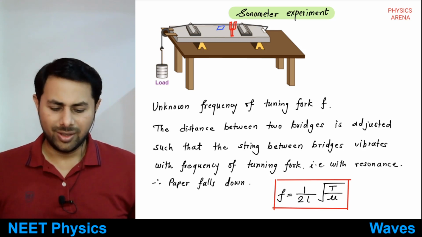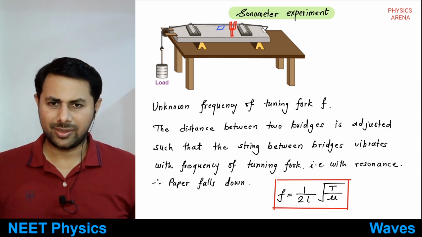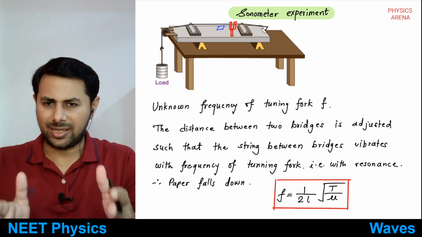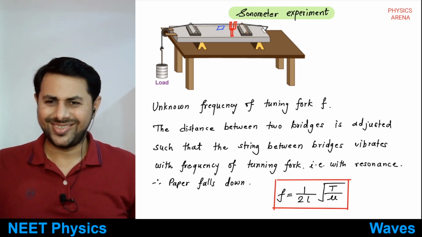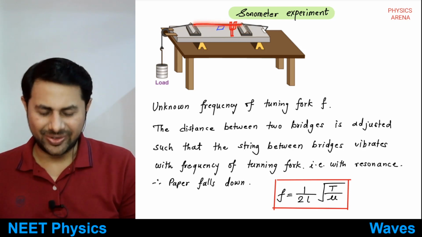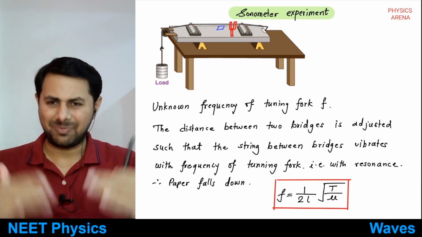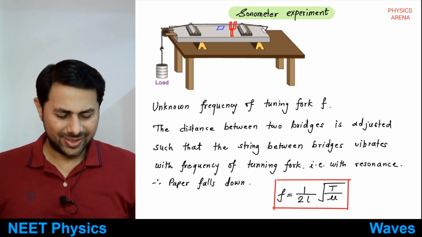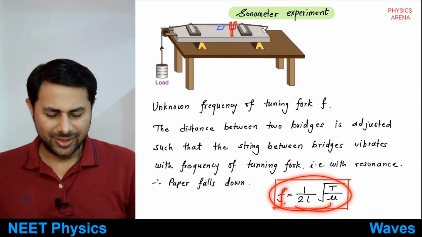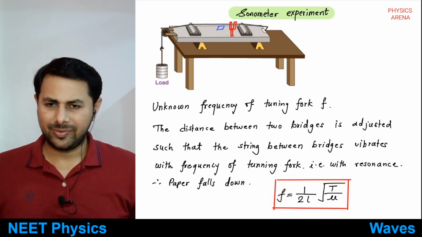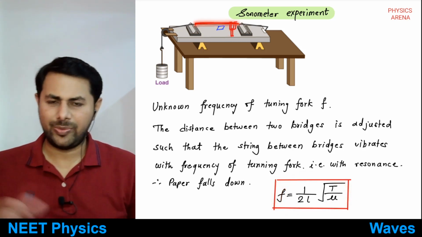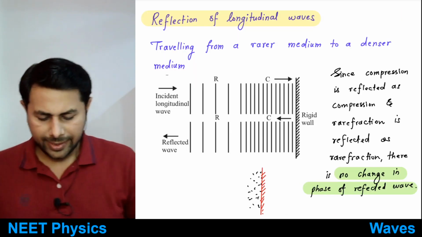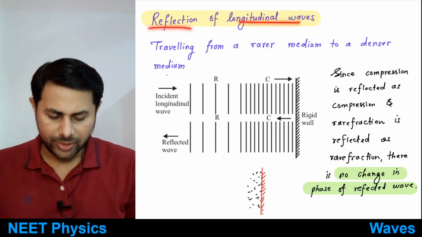Okay, so you perform this experiment, and then what you do, you move these wedges till the time the paper doesn't fall down, right? That means the string doesn't vibrate with what? Maximum amplitude. Okay, right? So then using this formula you find out the fundamental frequency of the string, which would be equal to the frequency of the vibrating tuning fork. This thing is clear? Next, let us see the reflection of longitudinal waves.